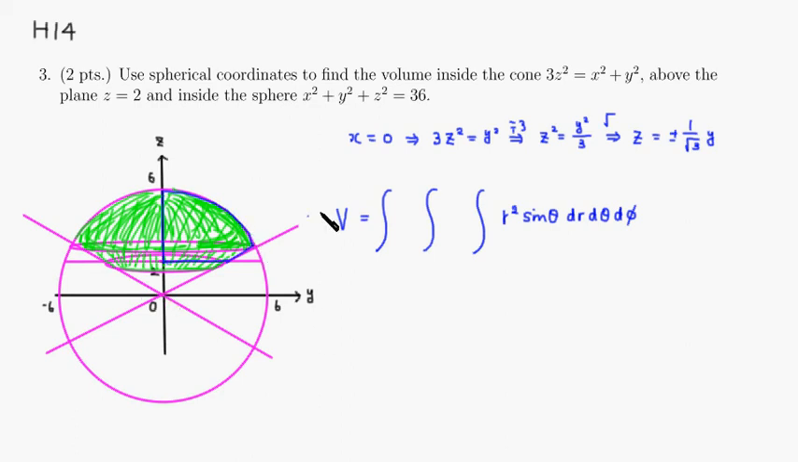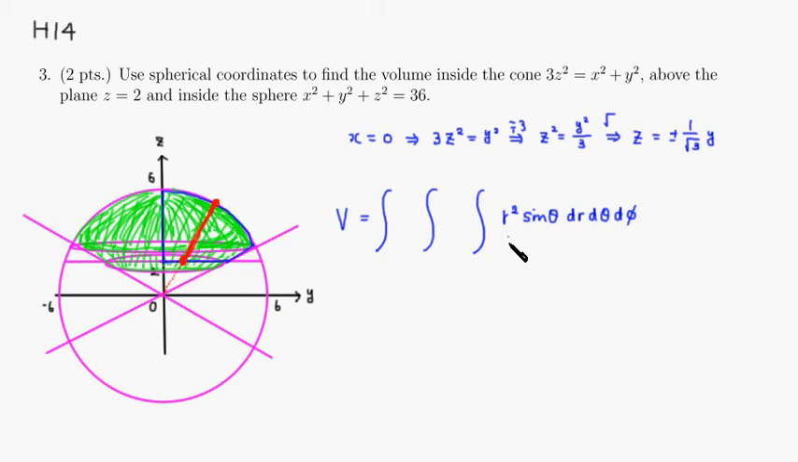So let's fix theta and phi. So two angles are fixed. Then r is going to go from this point to the sphere. For fixed theta and phi, r is going to go from the bottom, which is z equals 2, all the way to here. So we have to somehow express r from here to there.